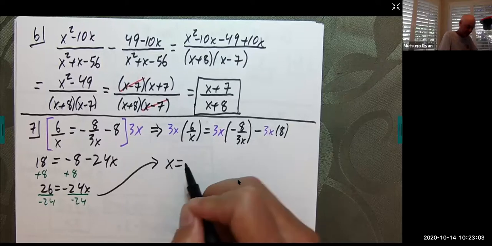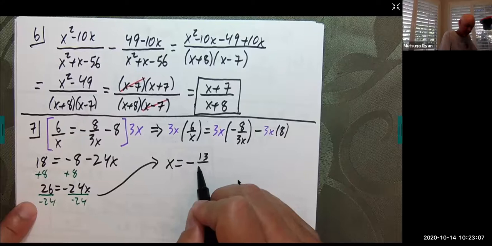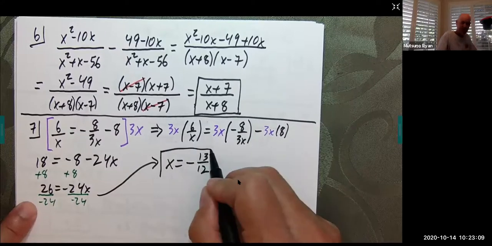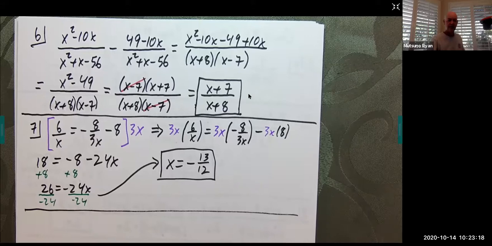x is going to be negative. Now I can reduce a 2 out of both of those. That's going to be 13 over 12.